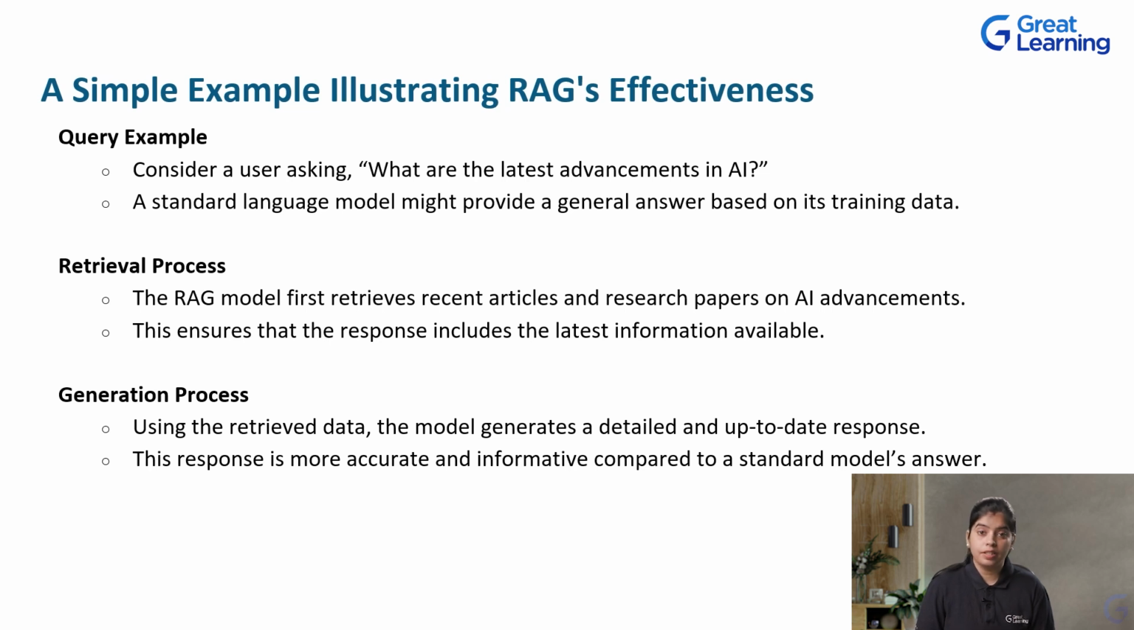Then comes the generation process. Using the retrieved data, the model generates a detailed and up-to-date response, because the retrieved data is already up-to-date. So once the generation process starts, it will give you an up-to-date response in a detailed manner. This response is more accurate and informative compared to the standard model's answer. The reason is that it not only works on the trained data, but if you have something new related to the query you are asking, it works on that and then gives you the final response. So the accuracy is higher and it is more informative.